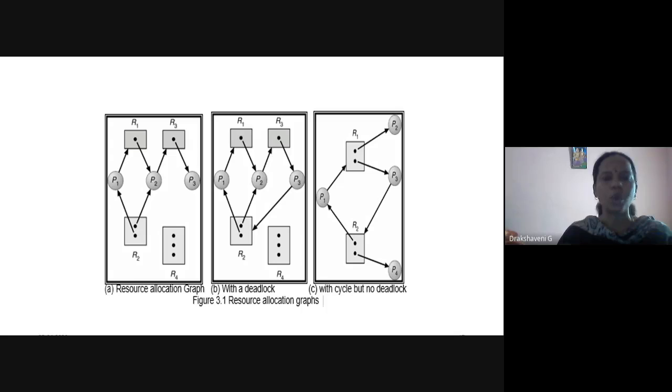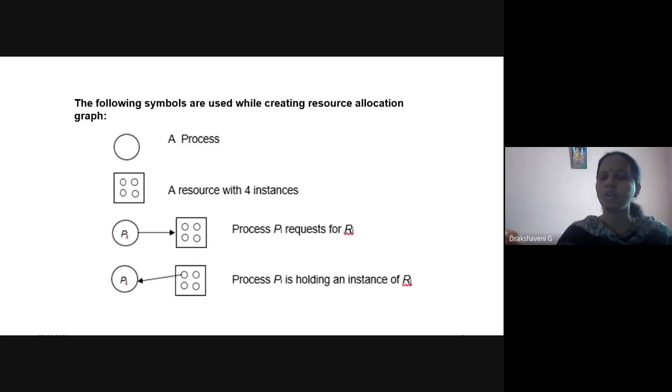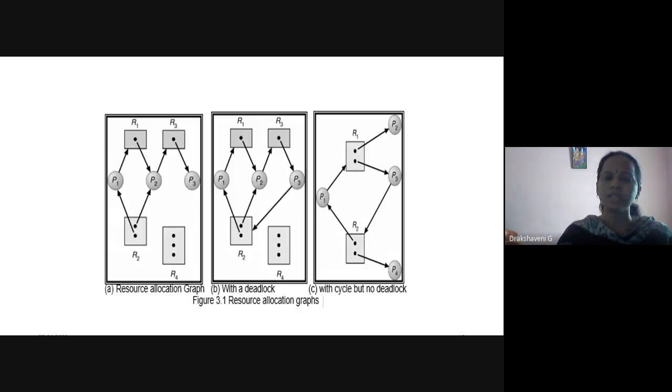And which resource is what, that's what we showed in this diagram. Circle is a process and rectangle or a square we call resources with four instances. Process Pi requests for Rj, and the last one says that process Pj is holding the instance of Rj. In this example resource allocation graph, you can see how many resources we have.